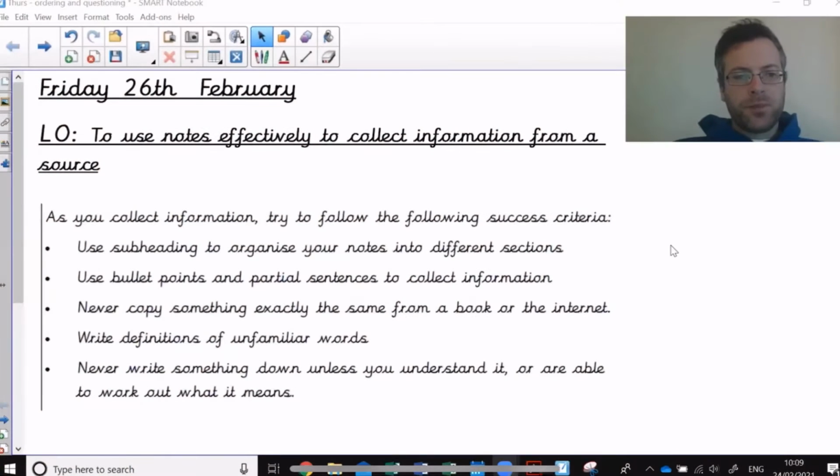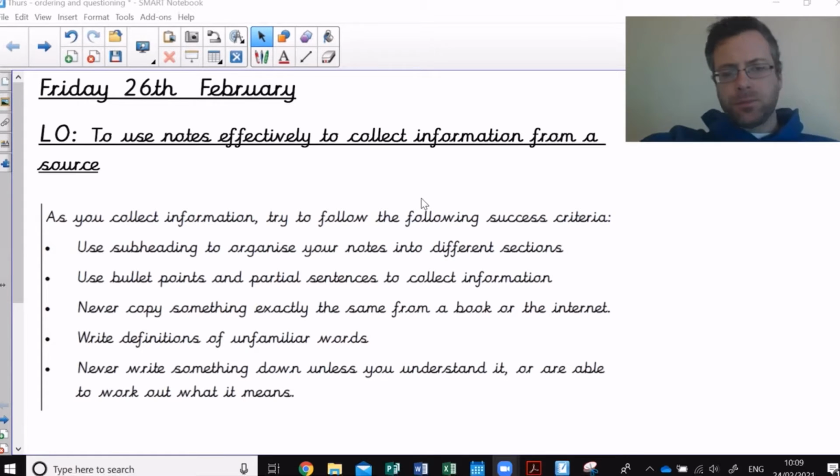Hello Year 6. So, like I was saying, we are looking at collecting notes, and I'm going to show you how I start to do that in a minute. But let's think about this success criteria. We're going to use subheadings to organise our notes into different sections. We're going to use bullet points and just partial sentences, so we don't need to write in full sentences today. Okay, we just need to get that key information.